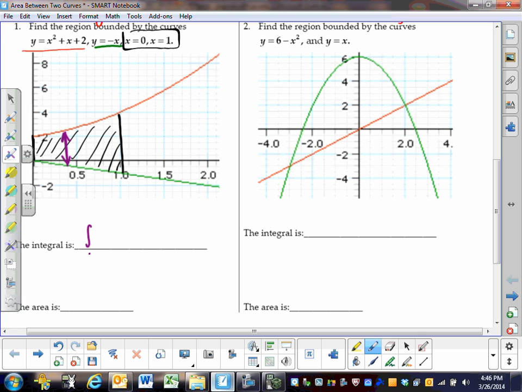So if we're starting at x is 0, stopping at x is 1, the height is going to be x squared plus x plus 2 minus the negative x function. So make sure it's minus negative x, that you don't write this down incorrectly. And really, I am not going to simplify any of this. Please do not simplify anything for your very first written down statement.